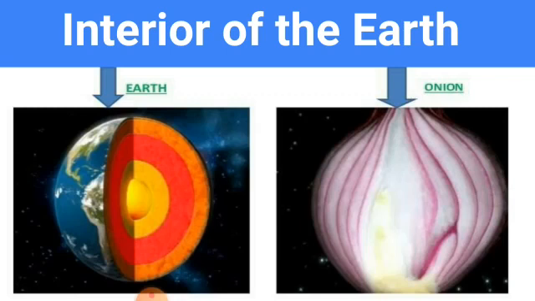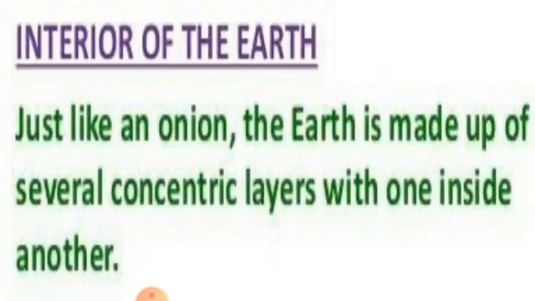First, let us learn about the interior of the earth. Observe the picture, children. In an onion, there are several layers. Similarly, our earth also has several layers. Just like an onion, our earth is made up of several concentric layers with one inside another. Now, let us discuss the different layers of the earth.